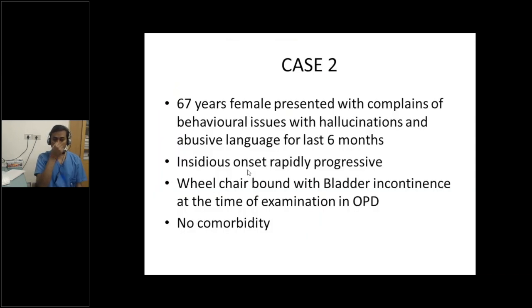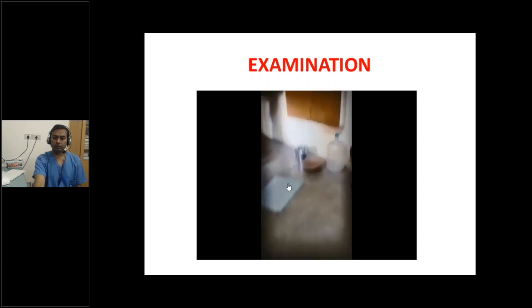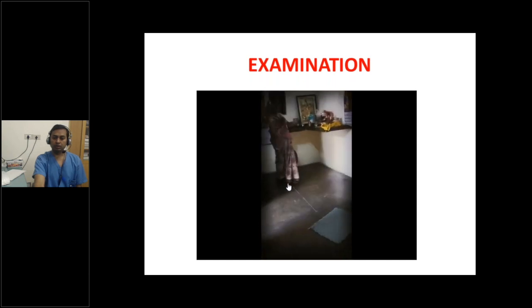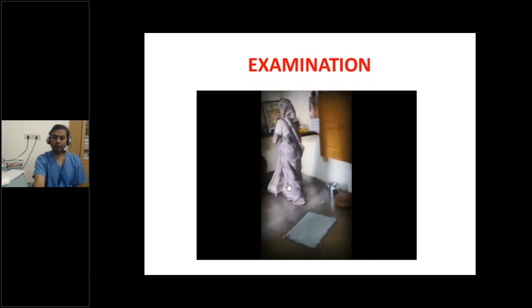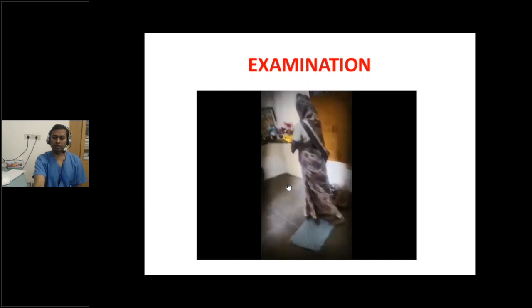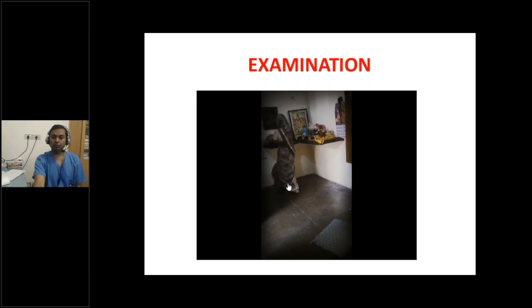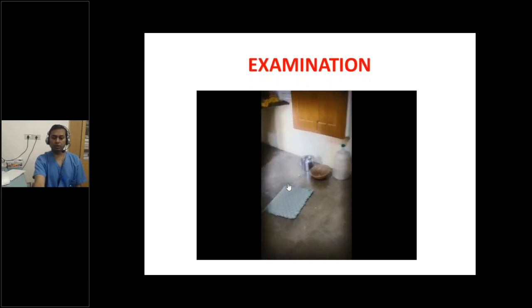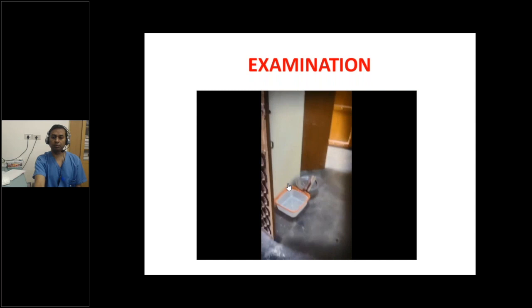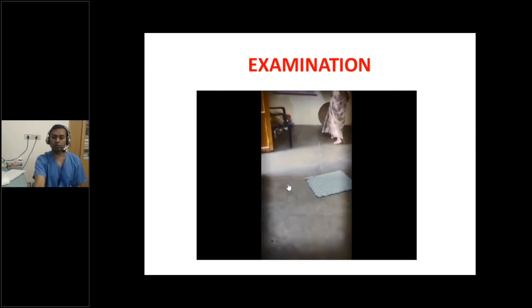In the second case, a 67-year-old female presented with hallucinations and abusive language. It all started in January, and she came to OPD in a wheelchair, and you can see this lady around February. She is doing this psychotic activity, with frequent worshipping, and is unable to attend social circumstances.